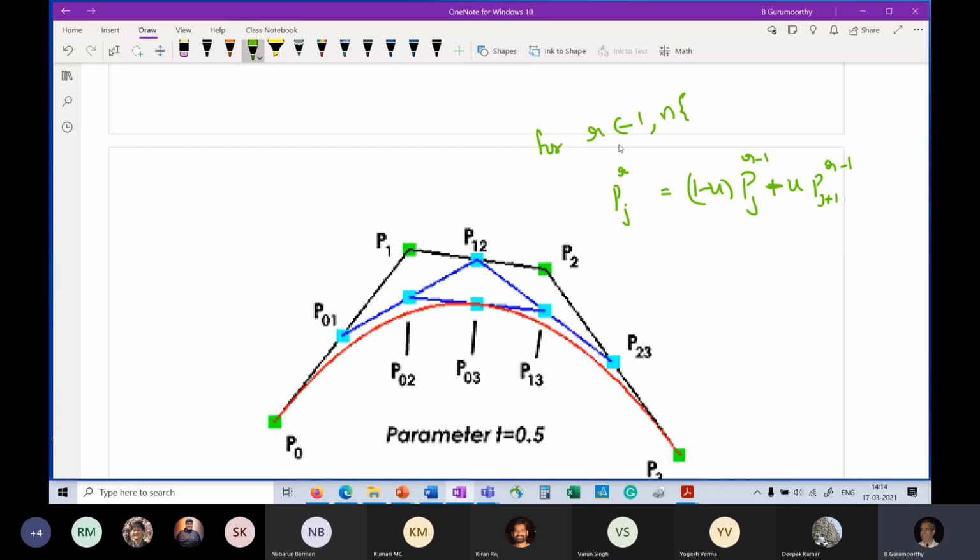And each time, I go for j belonging to 0 to how many? How many times do I do this? The first time, how many interpolations do I have? 3. And the second time, do we see that? How many pairs of points do we get each time?